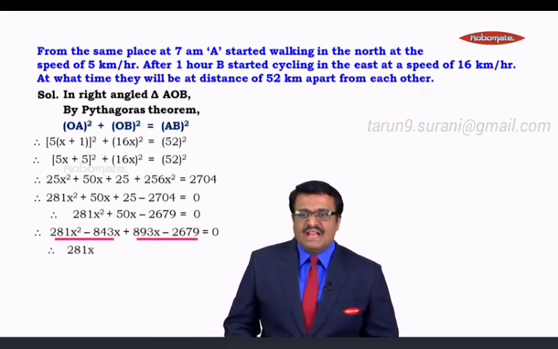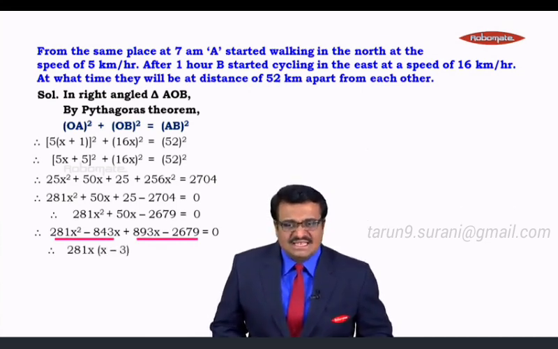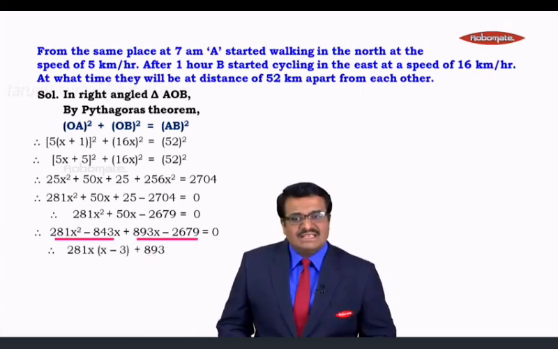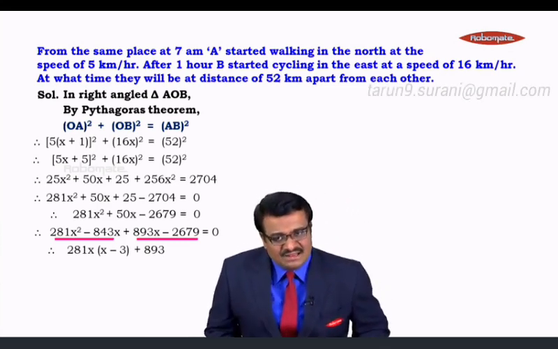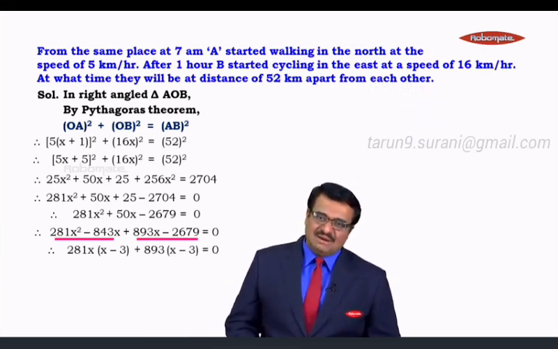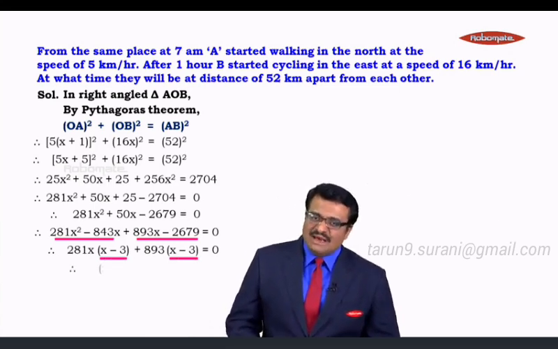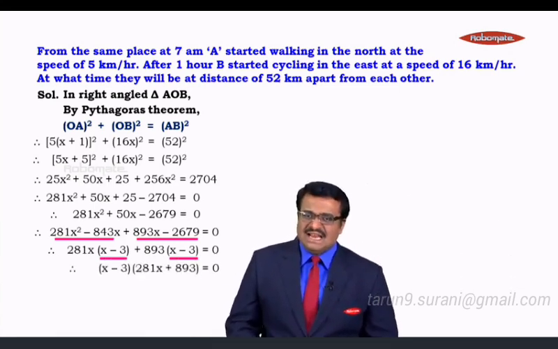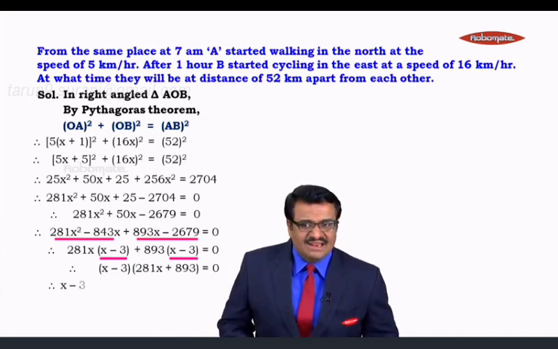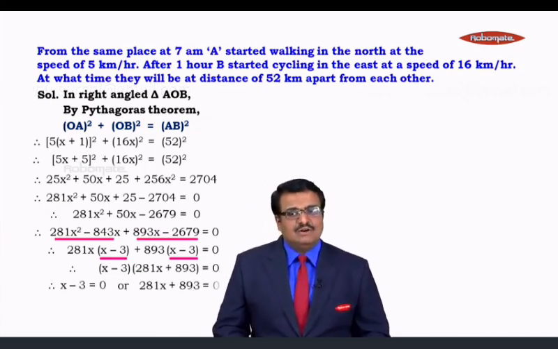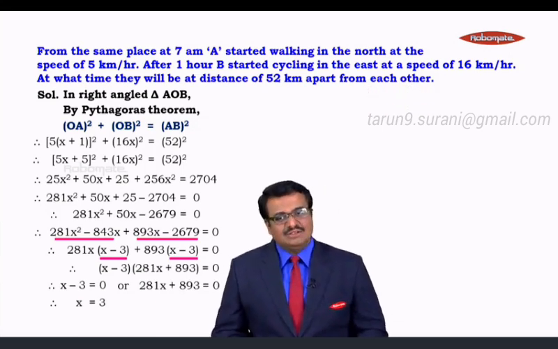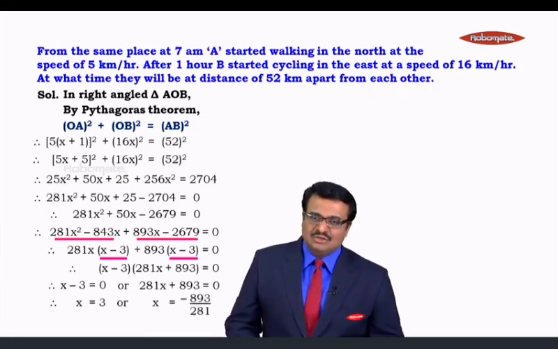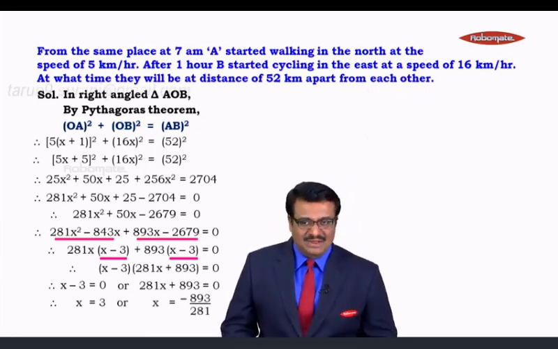From the first two, we can take out 281x common. What stays inside is x minus 3. Whatever is the sign of the third term, that goes out. From the next two, we take out 893 common. What stays inside is x minus 3. So x minus 3 goes out common. What stays inside is 281x plus 893 is equal to 0. So x minus 3 is equal to 0, or 281x plus 893 is equal to 0. x is equal to 3, or x is equal to minus 893 upon 281.